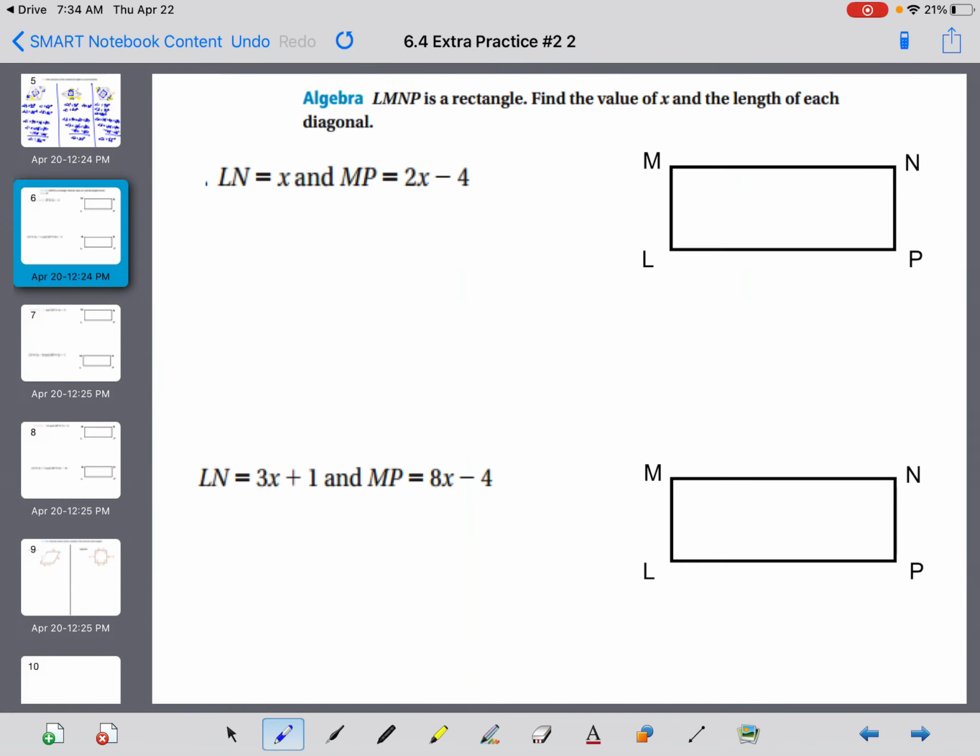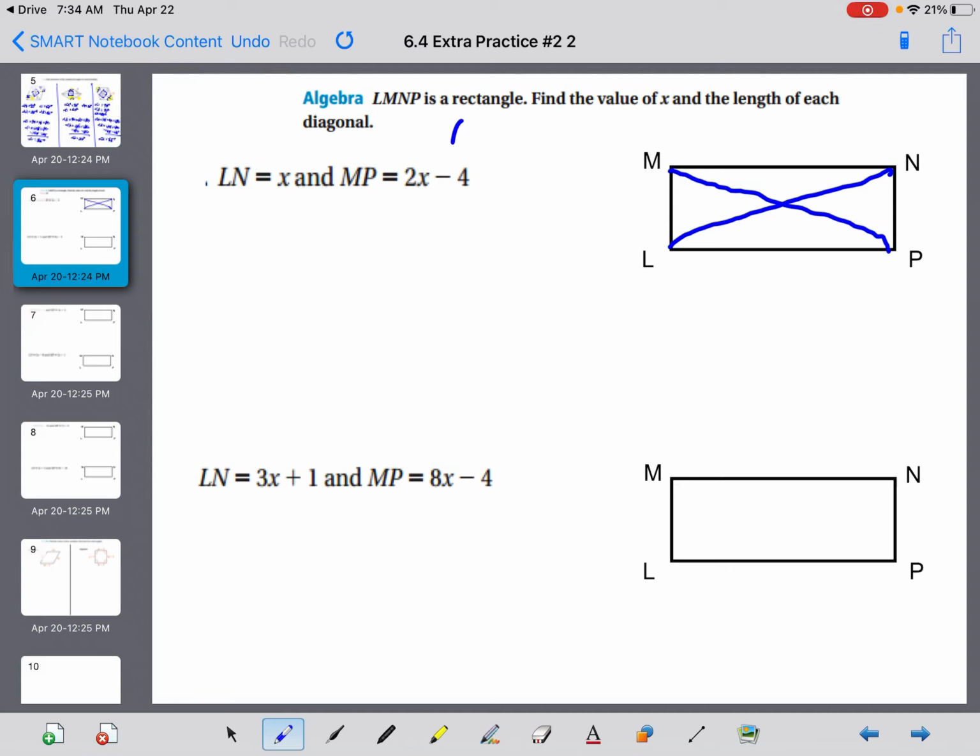Okay. Moving on to rectangles. They want you to find the value of x and the length of each diagonal. So LN is equal to x. So I'm going to draw my diagonal from L to N. And MP is across this diagonal, which is 2x minus 4.